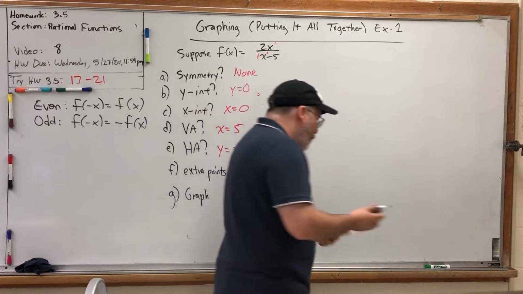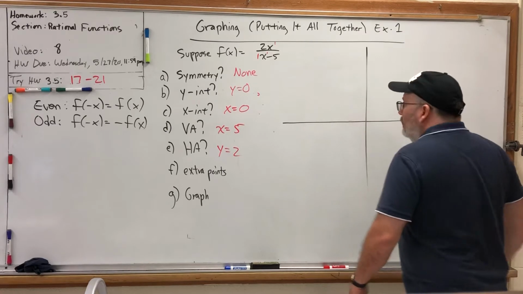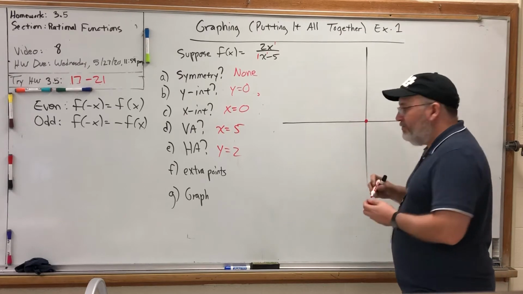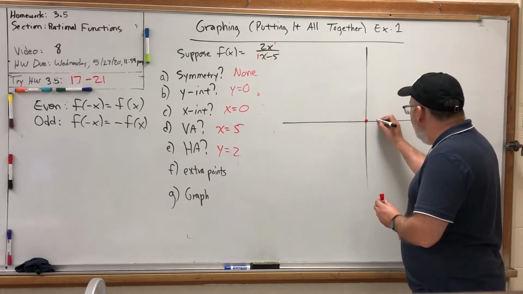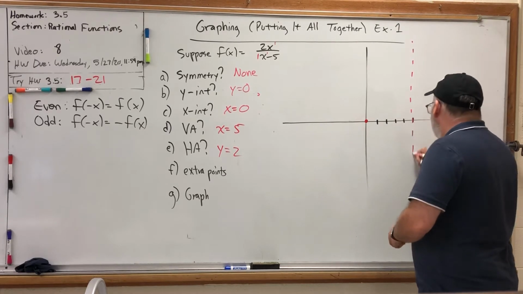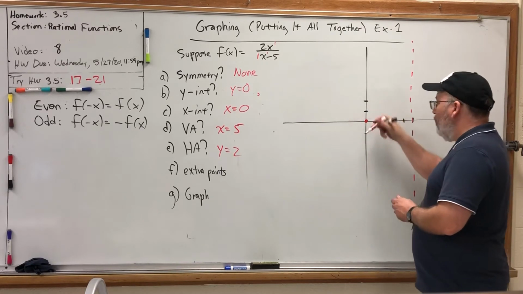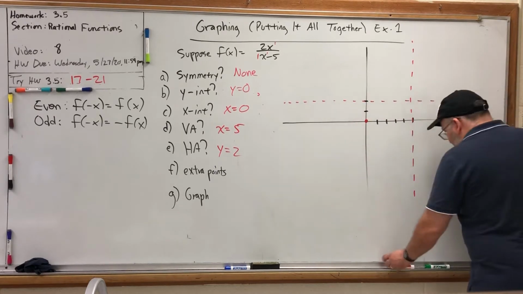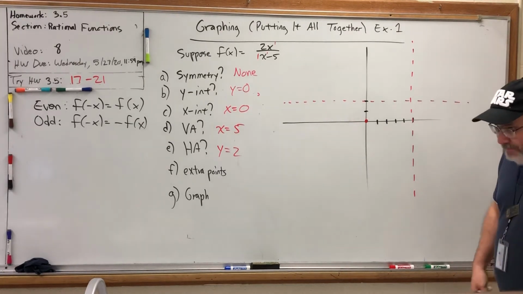Now before we get to the extra points, let's sketch what we know. We know that there is both an x and a y-intercept at 0. And more importantly, those are the only intercepts. We know there's a vertical asymptote at x equals 5. So let's go over here to 5 and drop a vertical asymptote. And we know there's a horizontal asymptote at y equals 2. So let's go to y equals 2 and put a horizontal asymptote. Now, this does not look like enough evidence to locate this graph. It is, but let's not get into why.